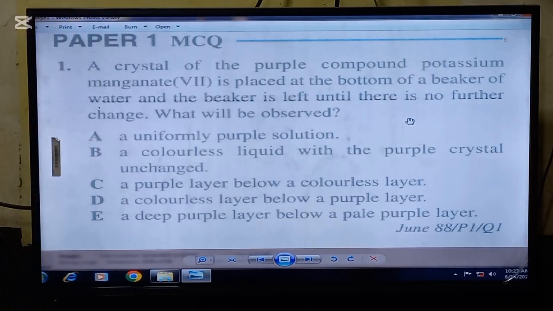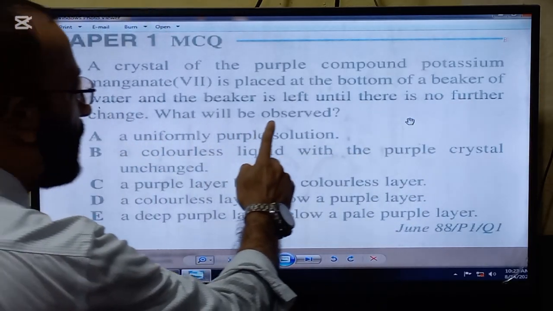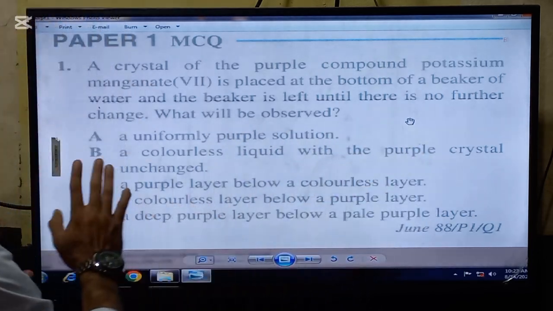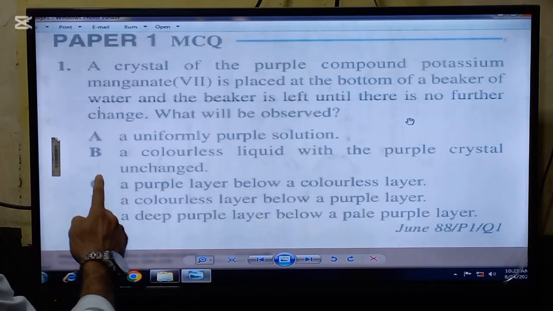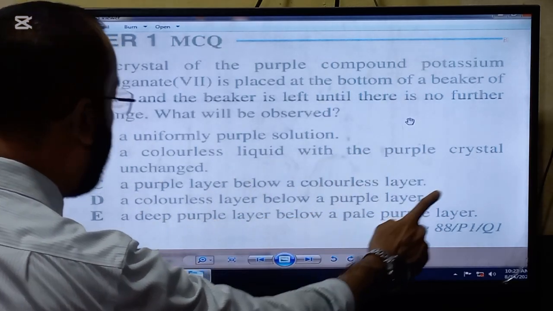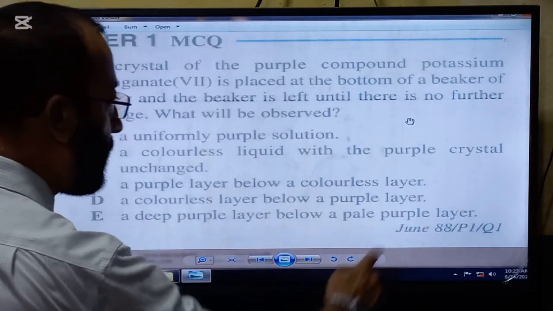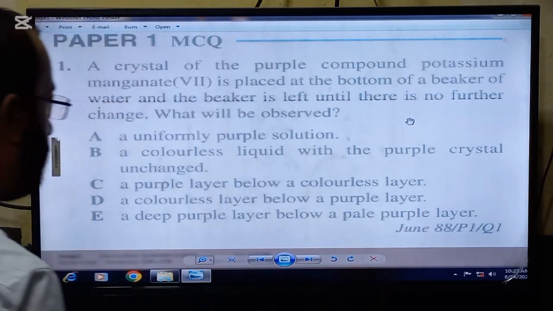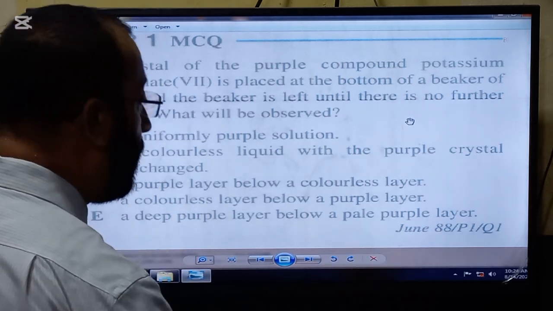Here is a question, and the statement is: a crystal of the purple compound potassium manganate is placed at the bottom of a beaker of water, and the beaker is left until there is no further change. What will be observed? And the options are here. Number one, a uniformly purple solution. Second, a colorless liquid with the purple crystal unchanged. Number three, a purple layer below a colorless layer. Number four, a colorless layer below a purple layer. And last one, a deep purple layer below a pale purple layer.